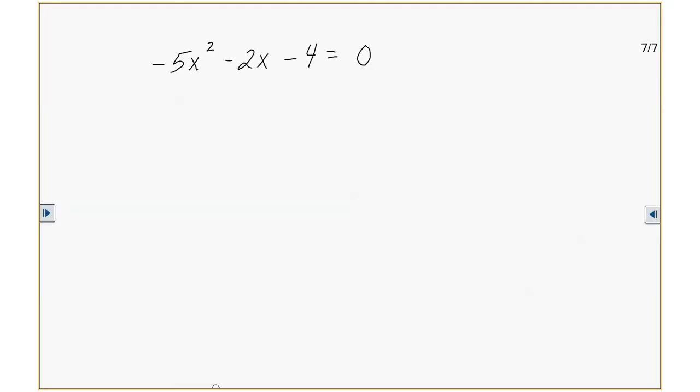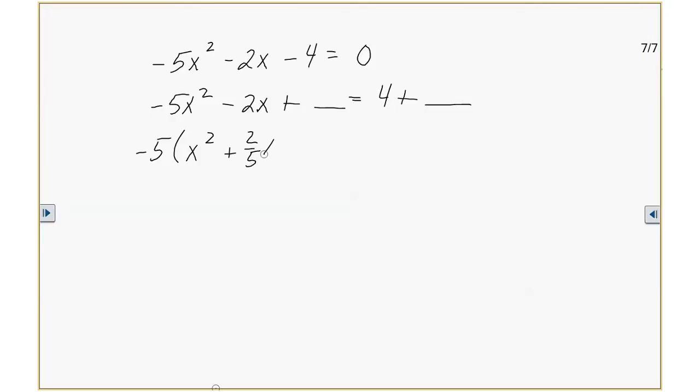1/5 squared is 1/25. Good. Then we multiply that by the -5, and we factor it out, and then it's gonna be a -1/125. So -5x squared plus 2/5 x plus blank is equal to 4 plus -5 times blank.